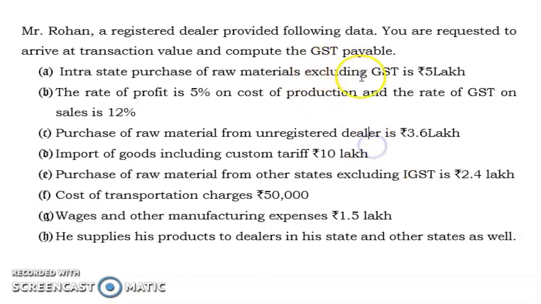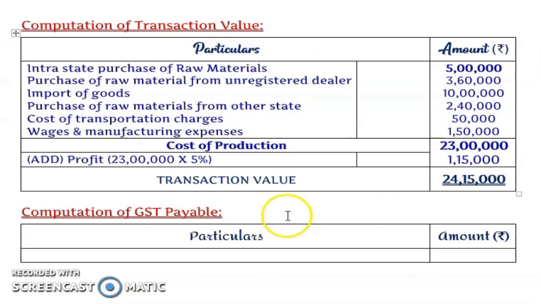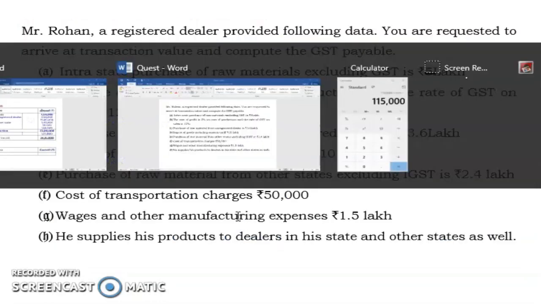But nowhere here they mentioned what proportion of sales are carried out in his state and what proportion outside the state. So therefore we cannot make any judgment about what sort of a GST is charged. So therefore we simply write, as in the previous problem, GST payable, only GST payable, not clearly writing CGST and SGST or IGST because we cannot decide it. Okay, so we will be doing that.